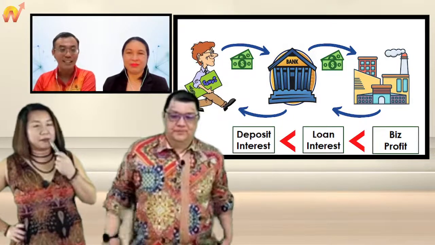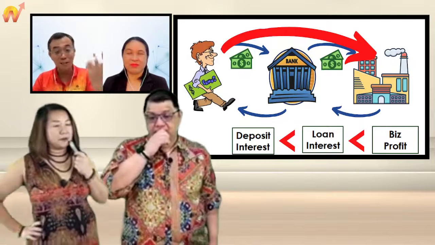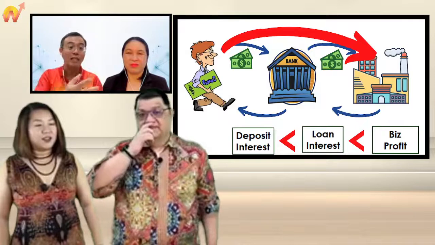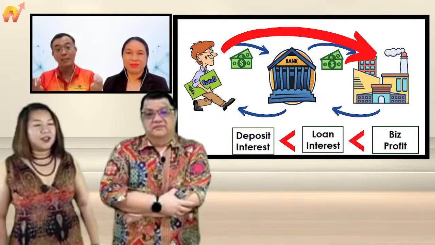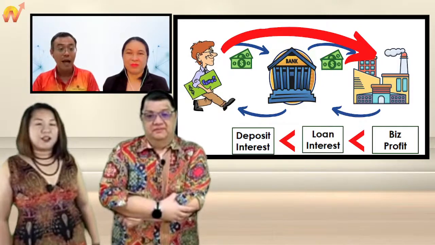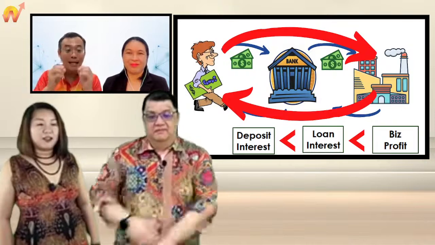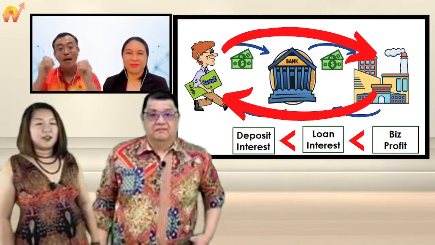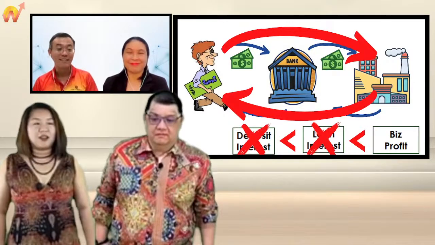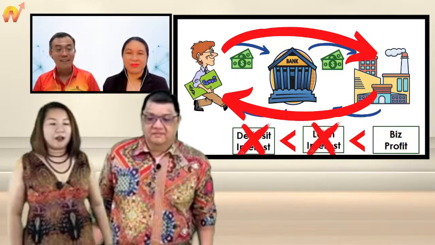Let's see, producer. So here you can see that business profit is normally bigger than loan interest. That is why business can make profit. Then if let's say loan interest is bigger than deposit interest, this is where bank makes money. So if we were to go all the way to run our own business, and our business will come back to us, bypassing deposit interest, bypassing loan interest, we get the business profit.